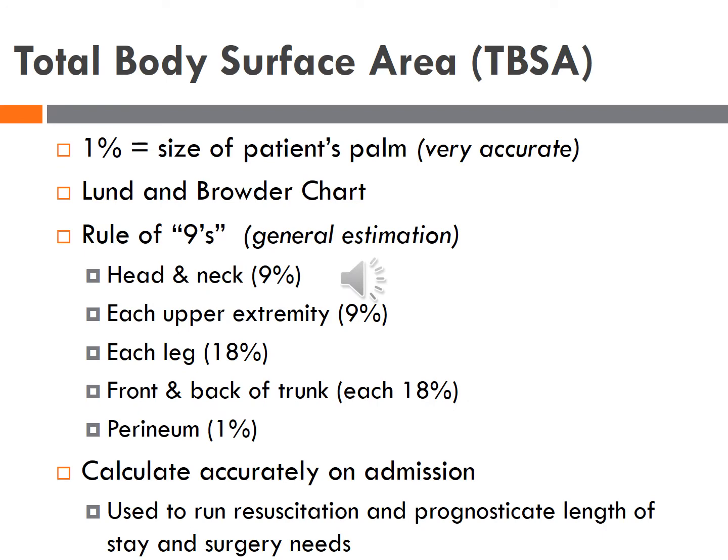One of the most common objective measures that you will see in treating patients who have burns is looking at the total body surface area. This is the surface area or amount of their body that has been burned. So there are several ways to do this. 1% equals the size of a patient's palm. There's also a Lund-Browder chart. The rule of nines is a general estimation and is probably most often used in general practice settings.